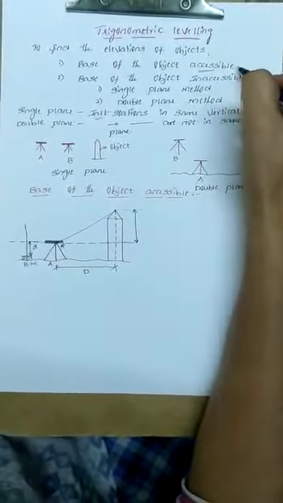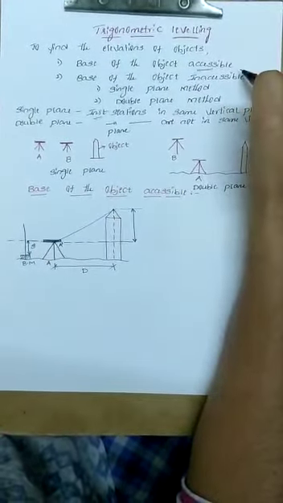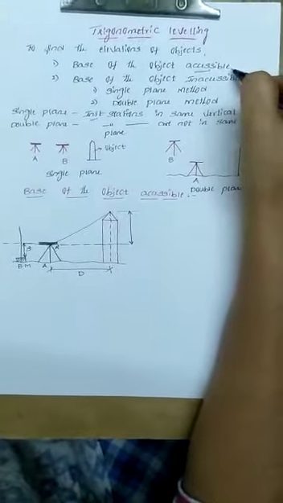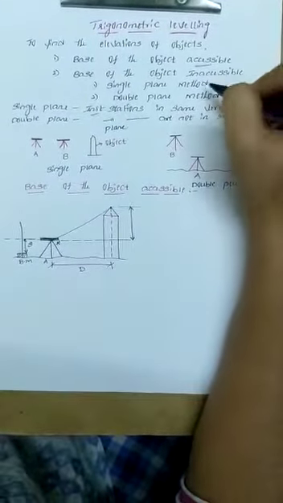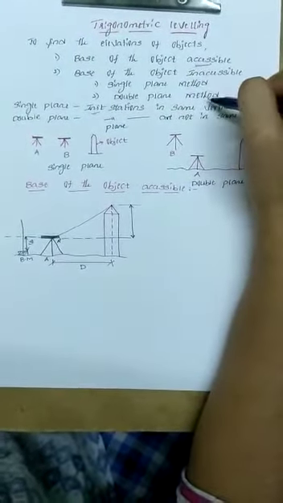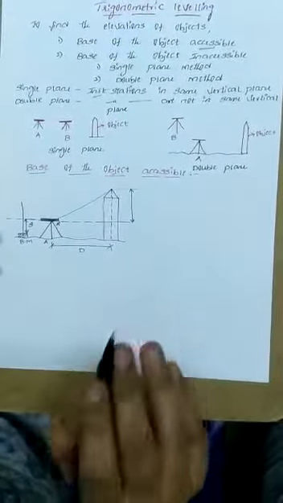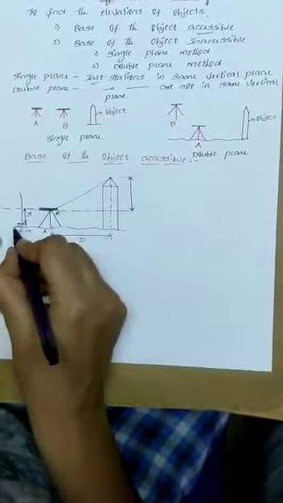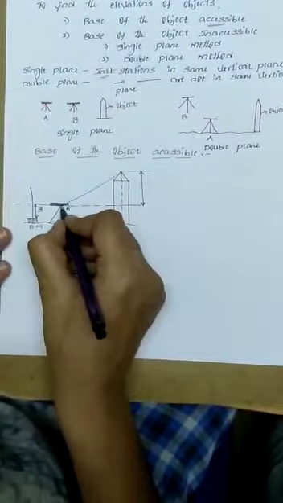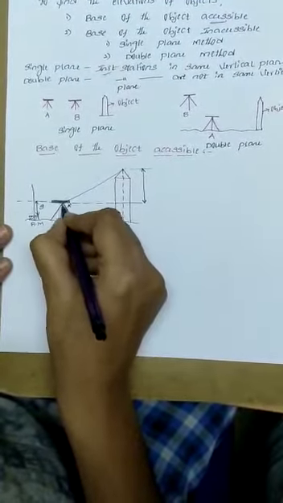Next, we will see the derivations they are going to ask you in your syllabus when the base of the object is inaccessible, by single plane method and double plane method. We'll go for the first derivation, that is base of the object accessible. First write down this ground profile, and this will be the instrument station.